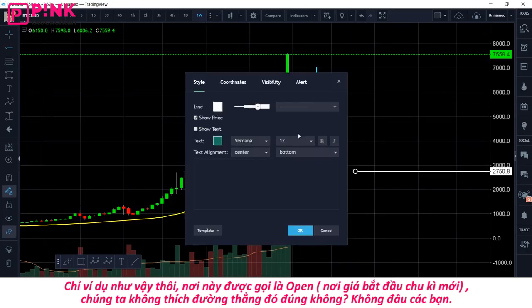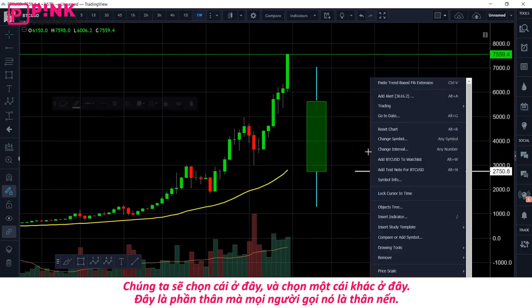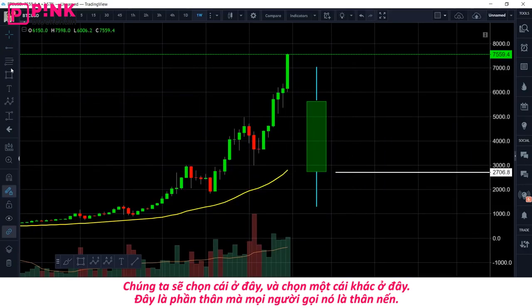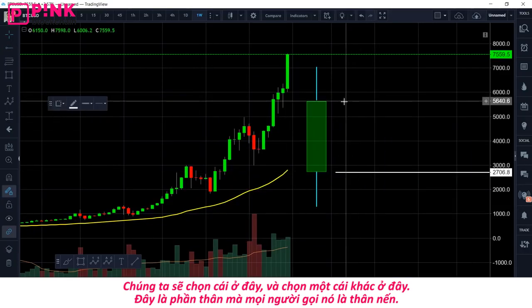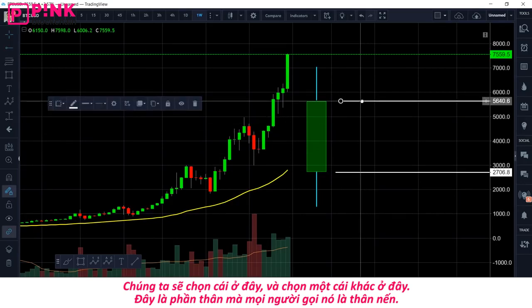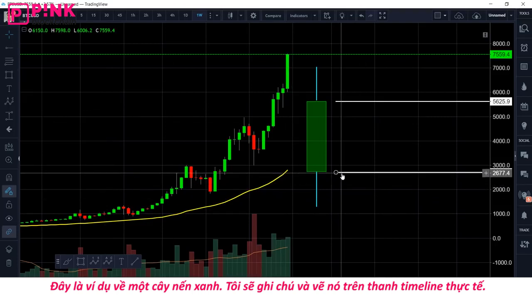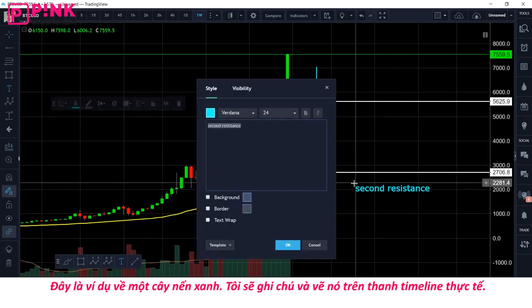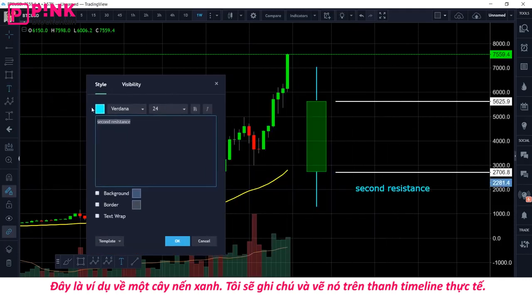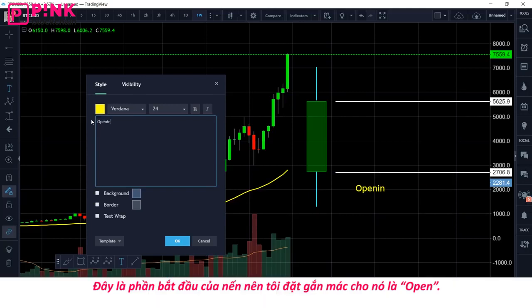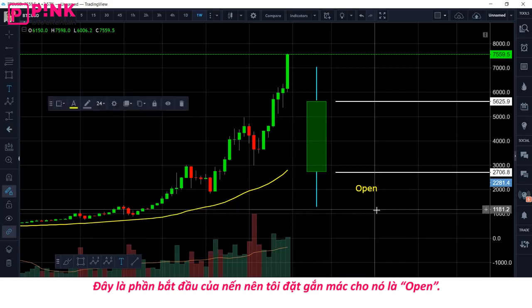We're going to choose that one right here, and another one right here. So this is the body, they call this the body of the candle. This is wherever the body starts, if it was a green candle, for example. I'm going to label it and draw it all out for you in real time. So this is the opening of the candle, the open. That is the open of the candle right here.